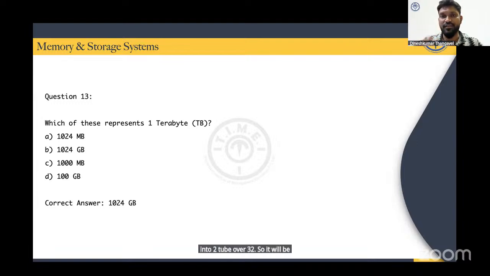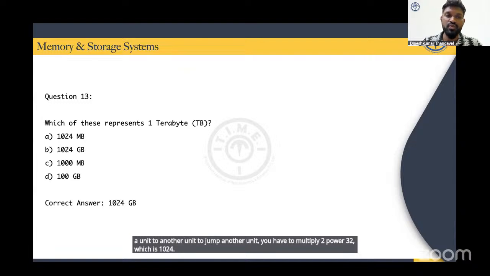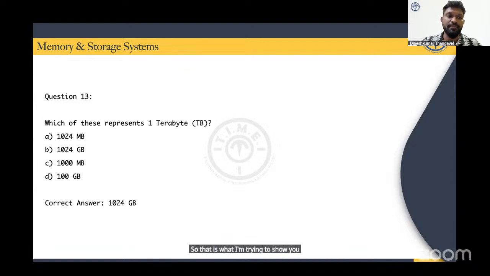20, right? So that is easy to remember. If you try to memorize all the combinations, you will forget. So please remember the scale. When you move from one unit to another, if you jump a unit, you have to multiply by 1024. So that is what I'm trying to show you through this question. Then let's move on to the next question.